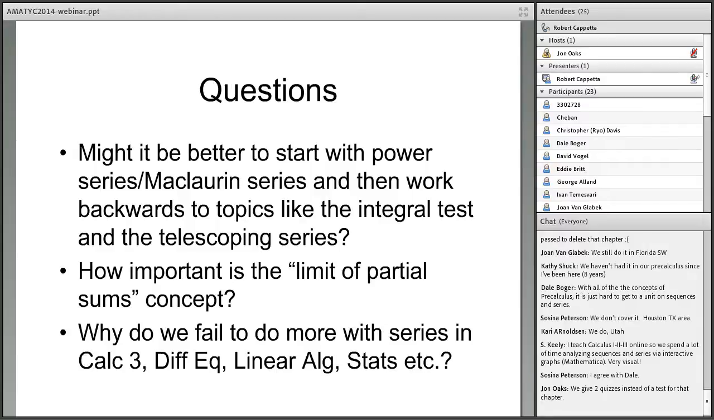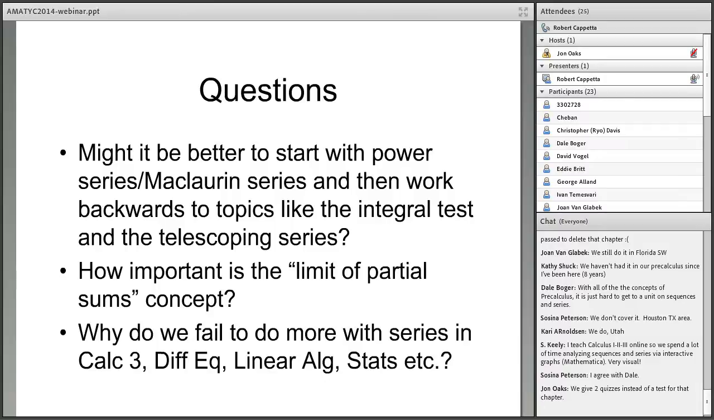Many people have said that the order in which we do these series needs to be reevaluated. So, one question I ask is, might it be better to start with power series and Maclaurin series? Because those are the things that are actually used. If you want to motivate students that this is an important concept, if you start with that, might you get more buy-in? Might they see that this is something valuable? Rather than starting immediately with the integral test and telescoping series. Now, I have not made that change, but it's something I'm considering.